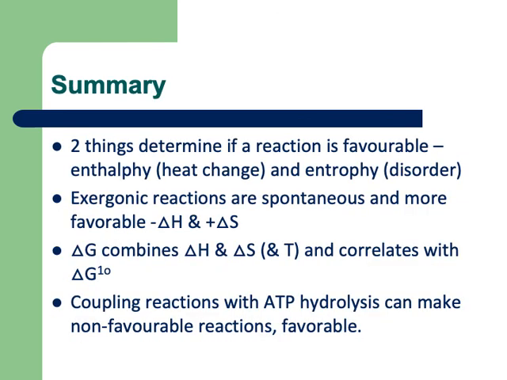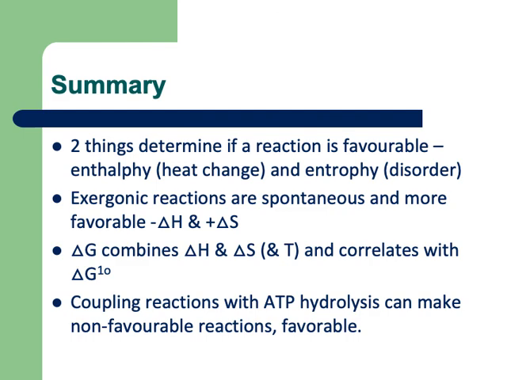In summary, two things determine if a reaction is favorable. It's enthalpy, or the heat change of the reaction, and the entropy, so the change in disorder within the reaction. Exergonic reactions are considered to be spontaneous, mostly irreversible, and are the most favorable within the body. And this usually has a negative change in enthalpy and a positive change in entropy. Delta G combines both the change in entropy and the change in enthalpy, along with temperature.